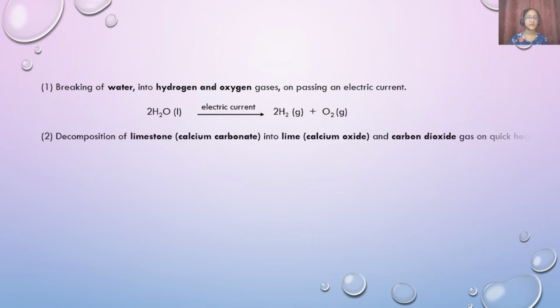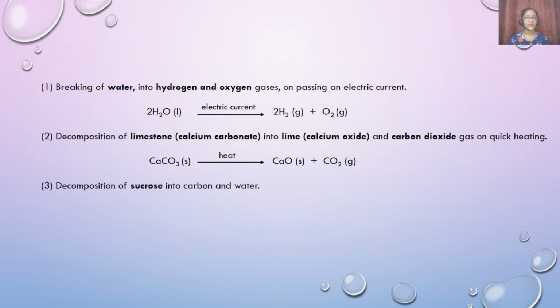So here is the second example of decomposition reaction. Decomposition of limestone, which is calcium carbonate, into lime, which is also called as calcium oxide and carbon dioxide gas on quick heating. Here, if we heat calcium carbonate, it breaks into calcium oxide and carbon dioxide.